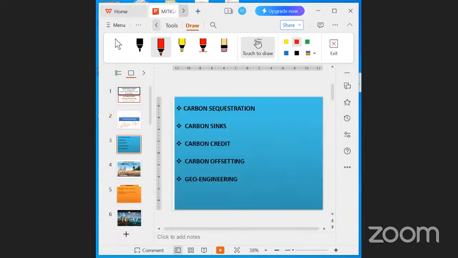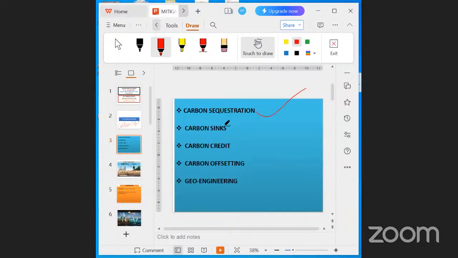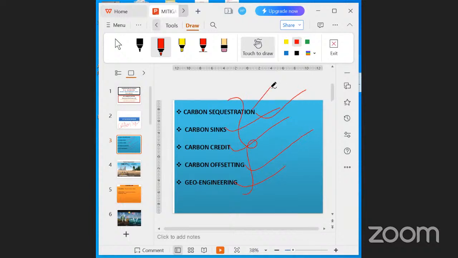So those are carbon sequestration, carbon sinks, carbon credit, carbon offsetting, and geoengineering. So these are some of the various aspects of climate change mitigation. In your examination, anyone of these may be asked. So carbon sequestration or carbon sinks or carbon credit or carbon offsetting or geoengineering, right? So now you see one by one.